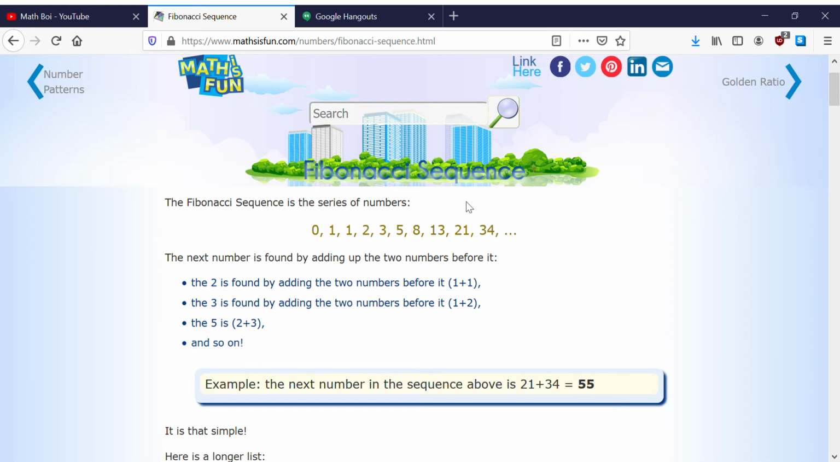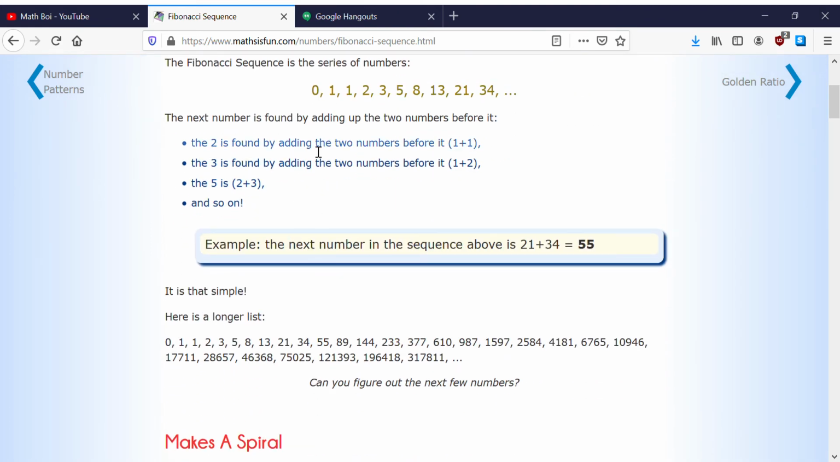So see, this one is 34 because 21 and 13 is 34. The 2 is found by adding the 1 and 1 before it, 3 is found by adding the two numbers before it, 1 and 2, 5 is 3 plus 2, and so on. The next one is 55. Here's a longer list.